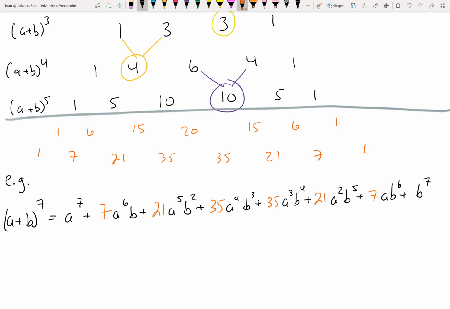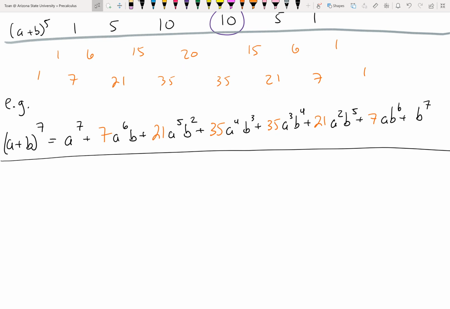Now, I've been doing things just generically with a's and b's, but it works the same way when you have numbers in it. For example, suppose I ask you to expand 2 minus 3x to the 5th power. So the idea here is to note that a will be the first term, b is the second term. Notice how we have a minus here, so b is going to be negative. So a is 2, b is negative 3x.